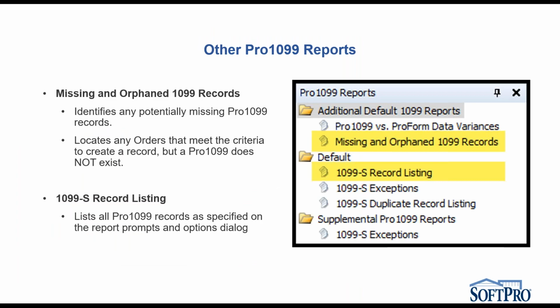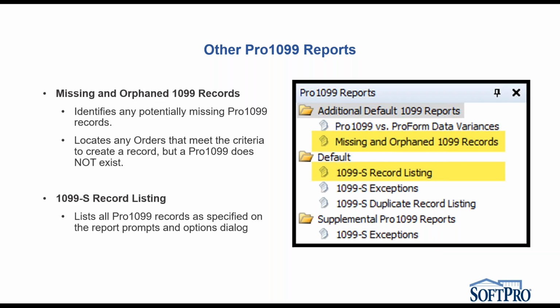All right, other reports that we have are the Pro 1099 reports, missing and orphan 1099 records. It basically looks at any potential missing 1099 records. So it locates any order that meets those different criteria, the four criteria, and they don't see a record in Pro 1099. So possibly someone deleted it or something happened. So that is our missing and orphan 1099 records report.